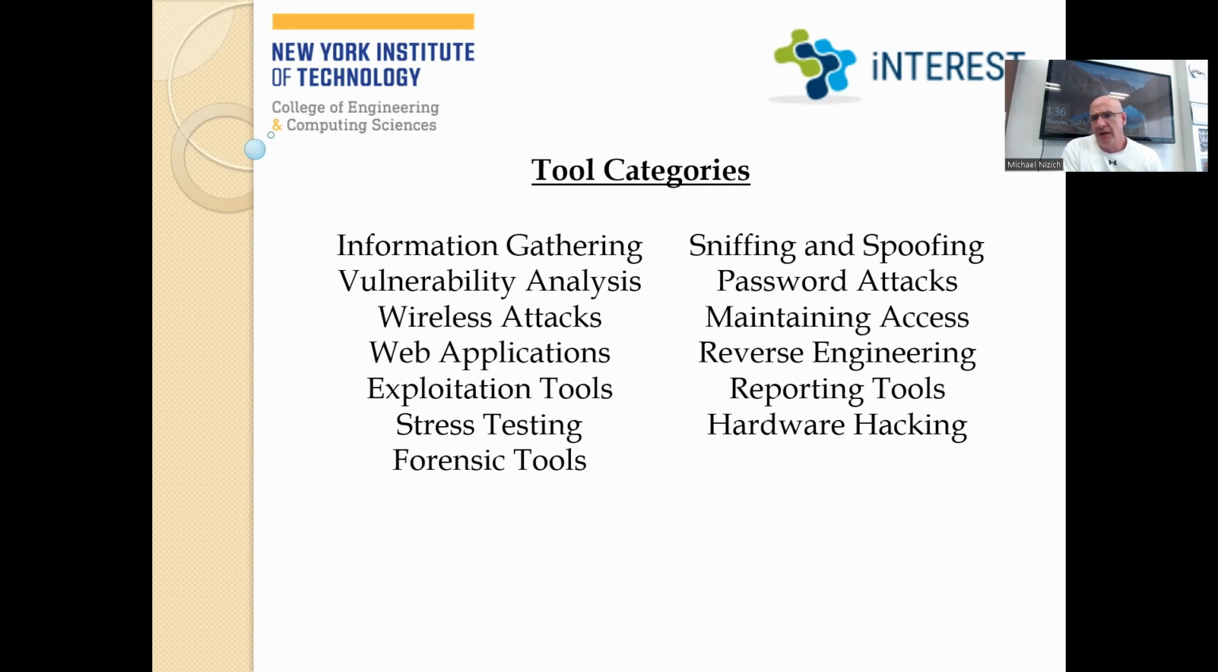So the tool categories, we want to just kind of focus here. These are information gathering, vulnerability analysis, wireless attack, web applications, exploitation tools, stress testing, forensic tools, sniffing and spoofing, password attacks, maintaining access, and reverse engineering, and reporting tools and hardware hacking. The tools that they give you, there's 226 tools or something like that, but that does grow, but overall the main ones are the important ones that we use all the time.